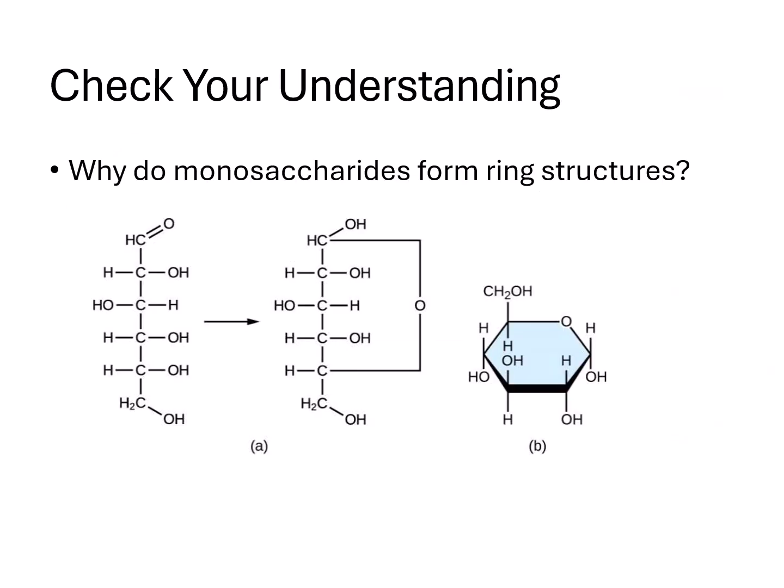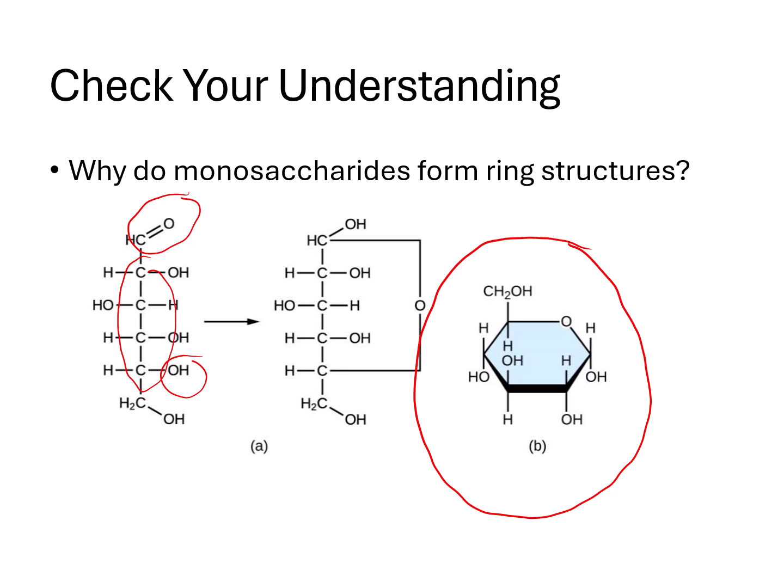So again, why do they form ring structures? They have this flexible chain, and the functional groups at the ends of the chain will react, forming a stable cyclic ring structure, which is actually more energetically favorable than a straight chain.